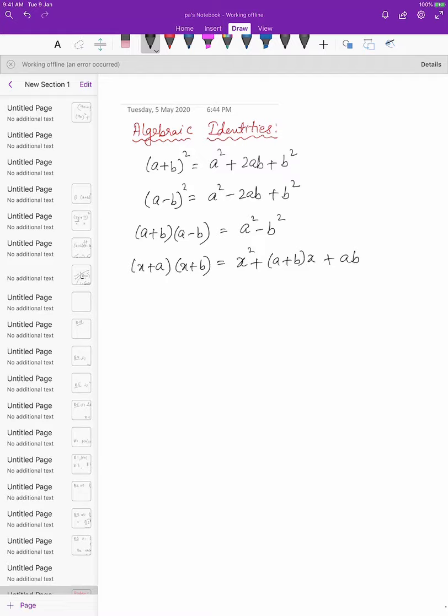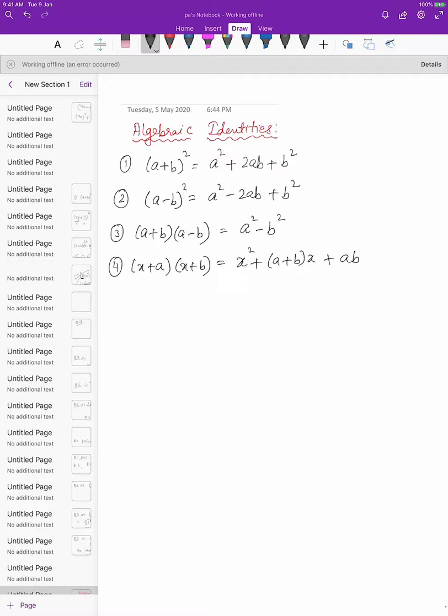So children, in the previous class we had studied 4 algebraic identities. First one is (a + b) whole square, that is equal to a square plus 2ab plus b square. Second is (a - b) whole square, that is a square minus 2ab plus b square. Third one is (a + b)(a - b), which is equal to a square minus b square, and the fourth one is (x + a)(x + b), which is equal to x square plus (a + b)x plus ab.